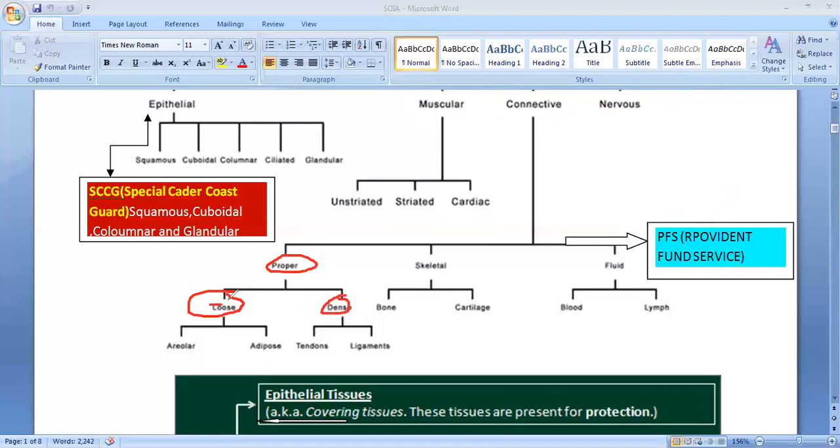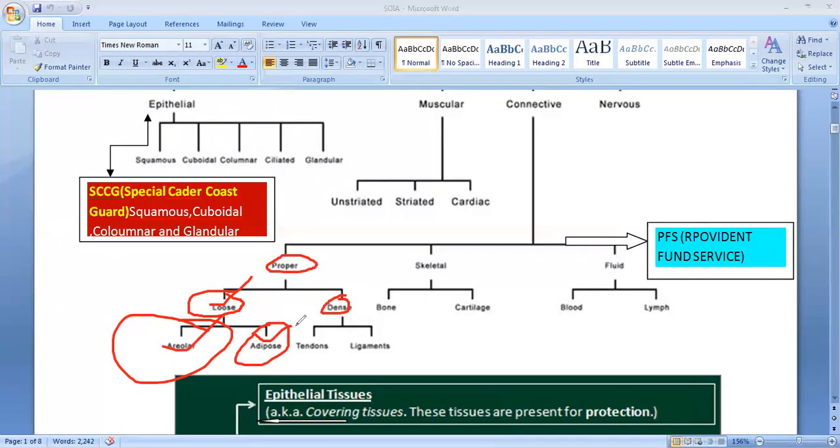So loose connective tissue has a loose arrangement of cells. It has two different types, areolar as well as adipose: areolar connective tissue and adipose connective tissue. You know very well, adipose is a type of fat cells. If it is deposited in your body, then your body becomes more fatty and you gain weight.